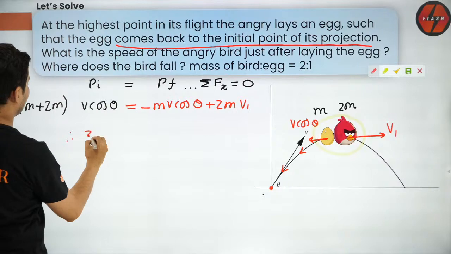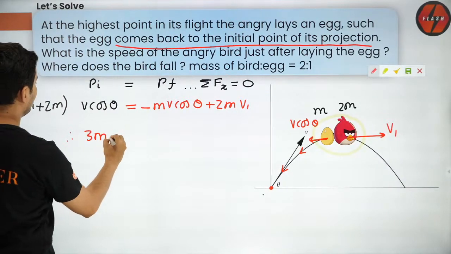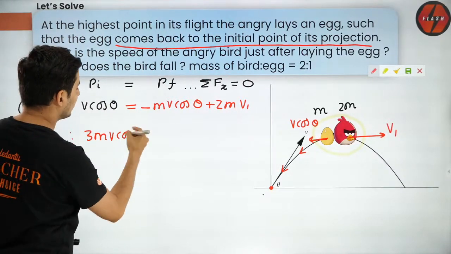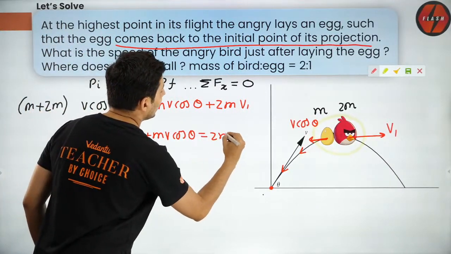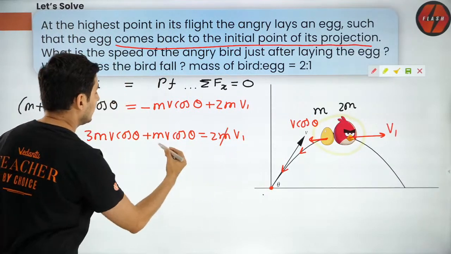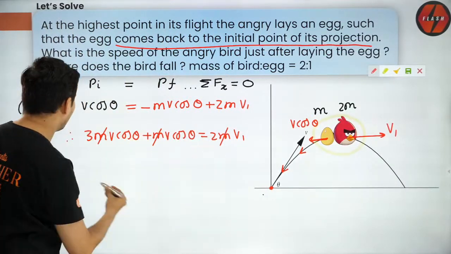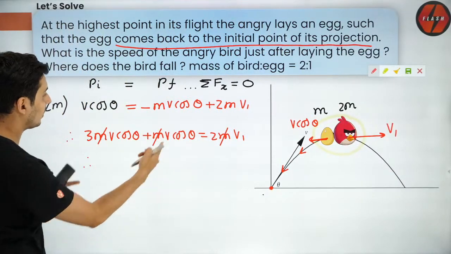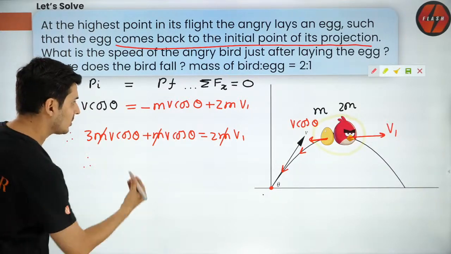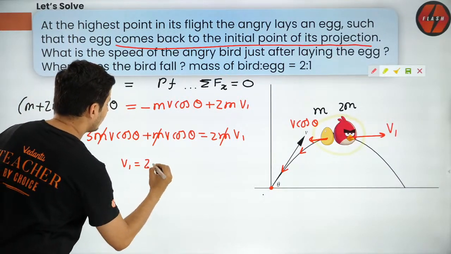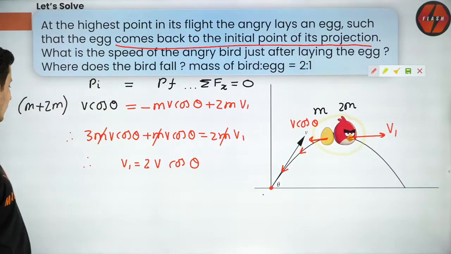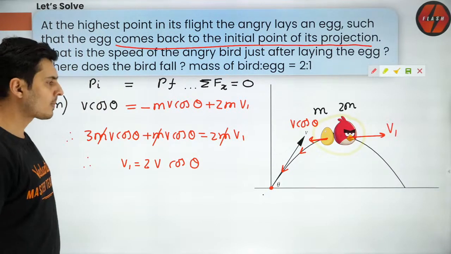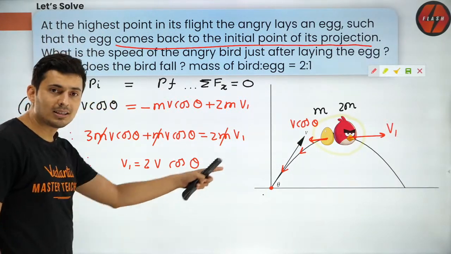And what will you get? You will get this as 3mv cos theta. Put this over here. So plus mv cos theta is equal to 2mv1. Now obviously m gets cut again, and 3 plus 1 is 4, divided by 2 is 2. So v1 will be how much? 2v cos theta, I suppose. Just check it out. Everything is fine. Yeah. So isn't that the speed? I hope this is clear, everyone.